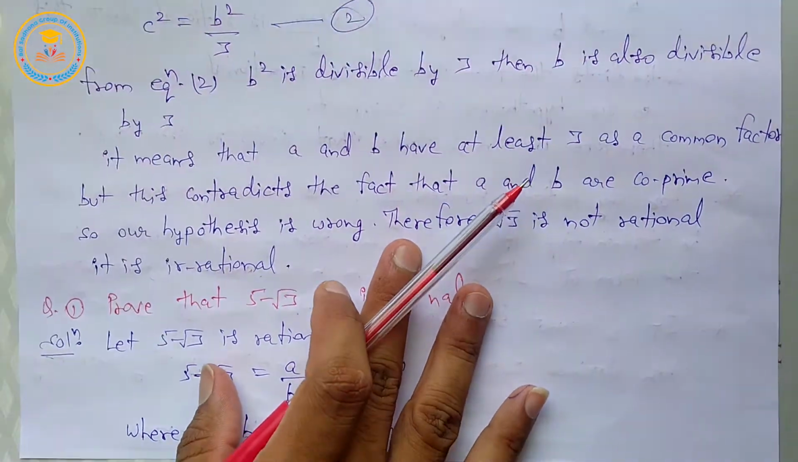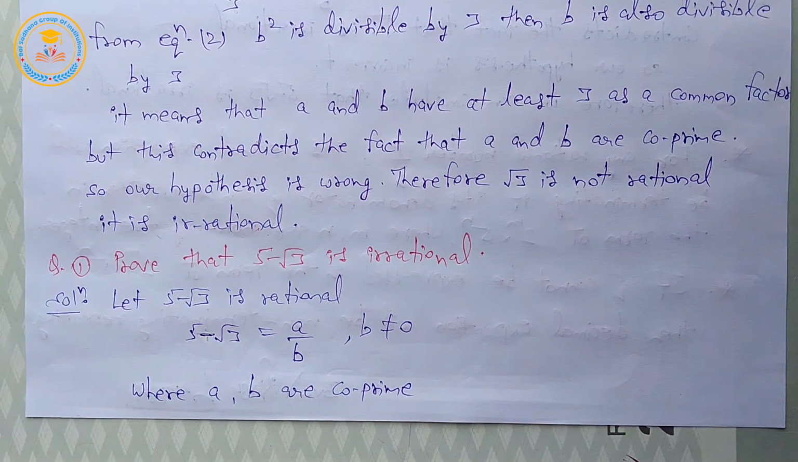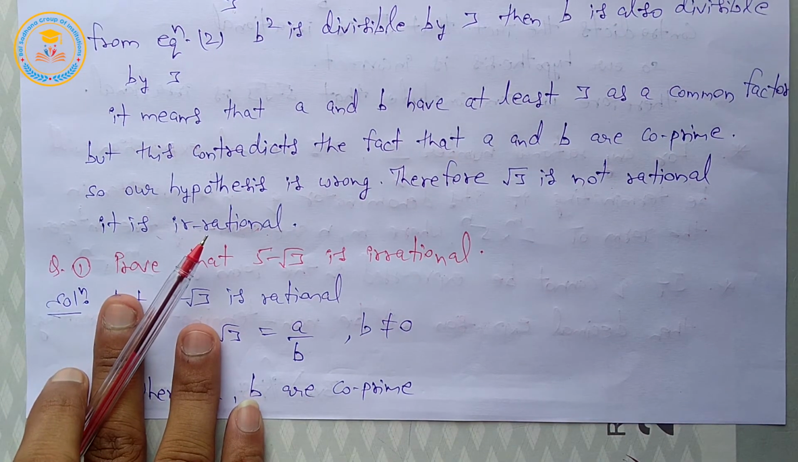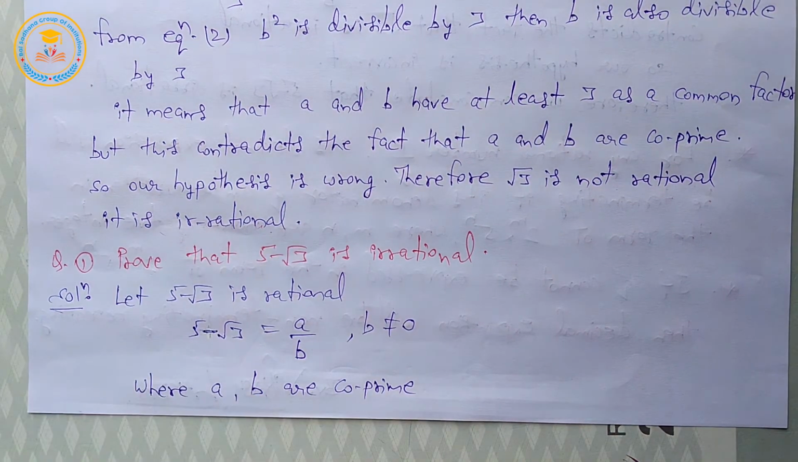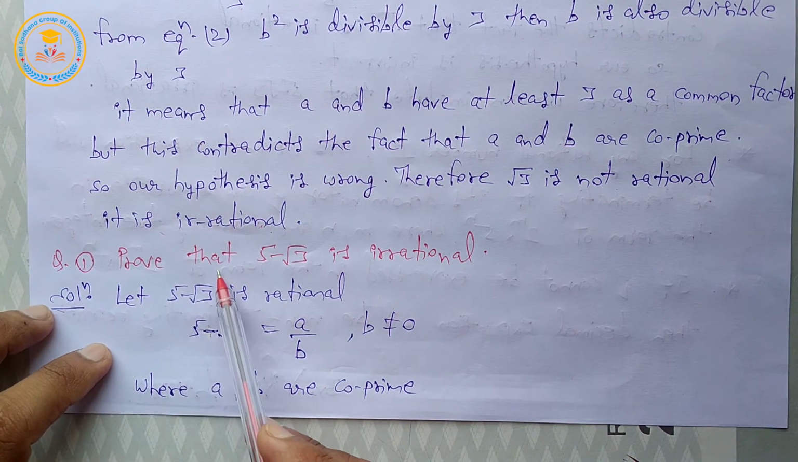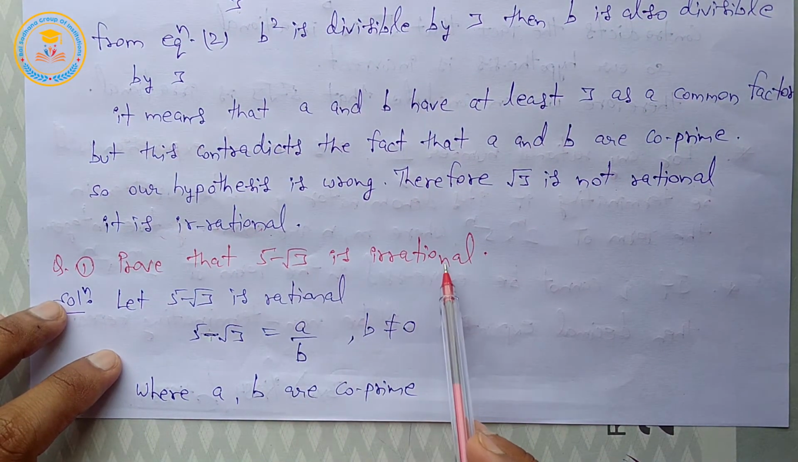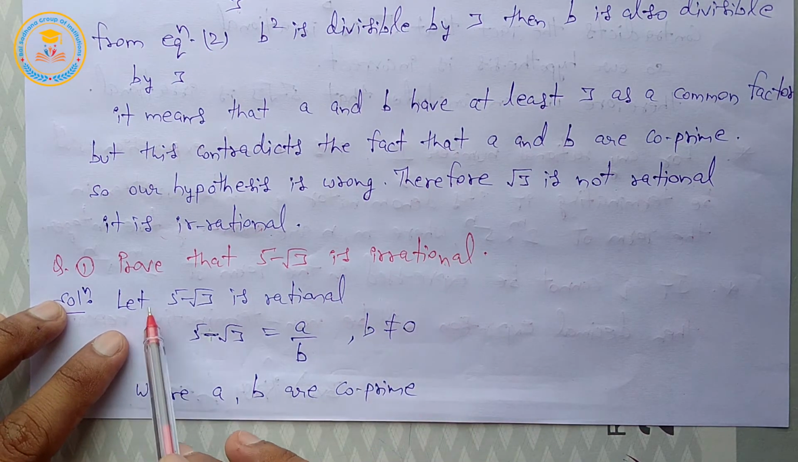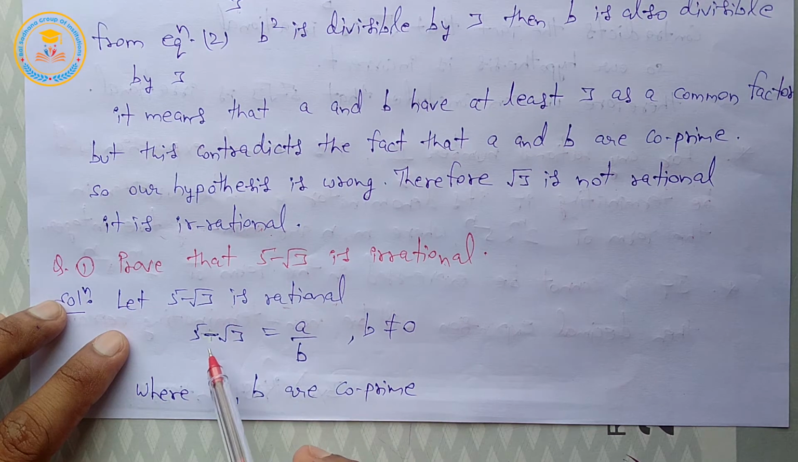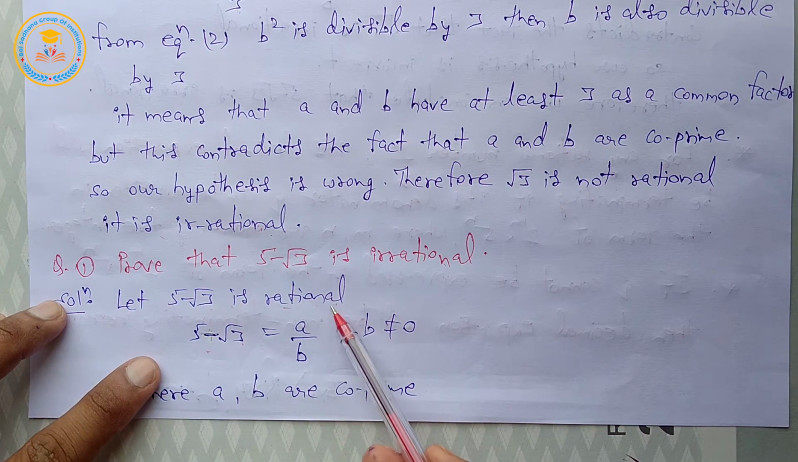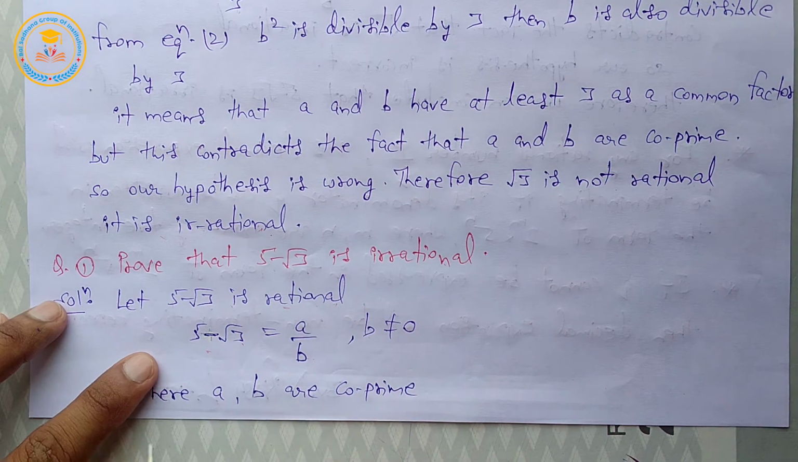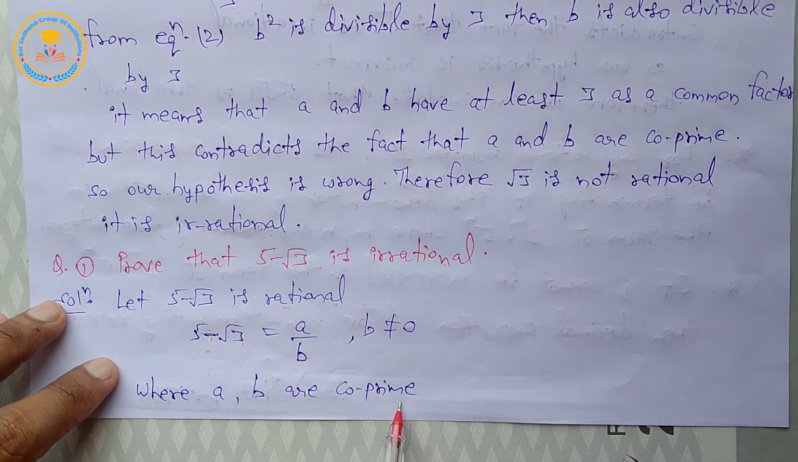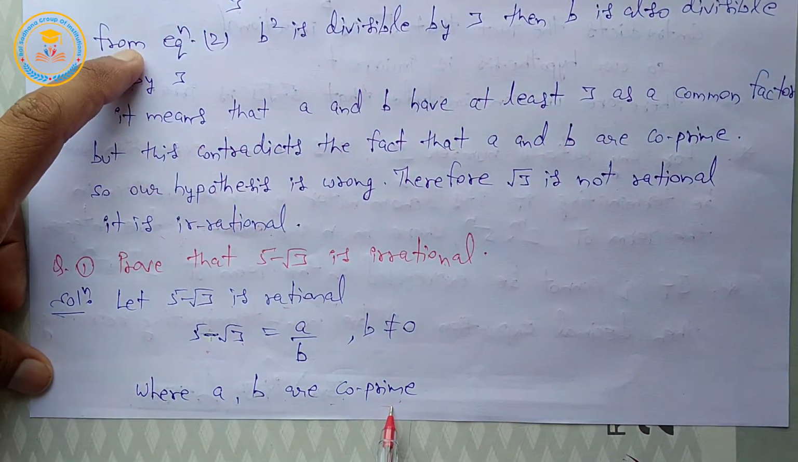Okay. Next, question number one of Exercise 2.3. Prove that 5 minus root 3 is irrational. Same question. Let 5 minus root 3 be rational. So according to the rational form p by q, or a by b form, where b is not equal to 0, and a and b are co-prime. Co-prime means there is no common factor other than 1.